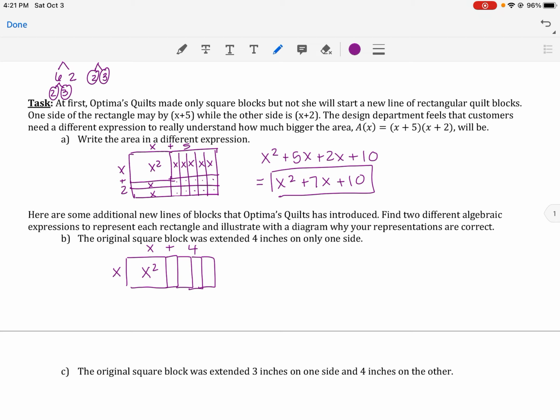So if we talked about the area on the outside, it's x times (x plus 4), which for the record you can just rewrite if you want it as x times (x plus 4). And then the other way is these rectangles are x's. So this is equivalent to x squared plus, there's 1, 2, 3, 4 x's. So these are equal statements.